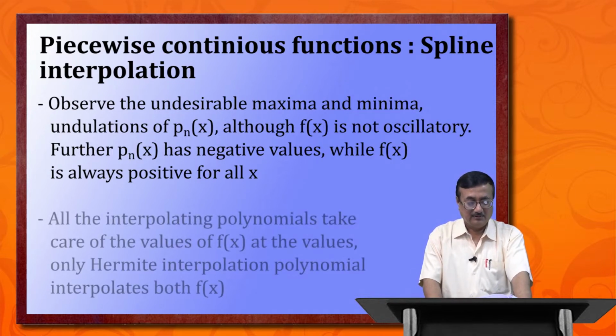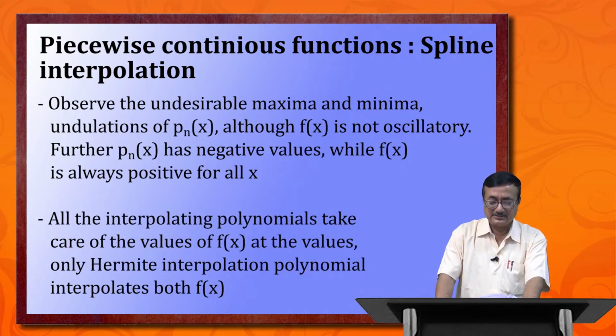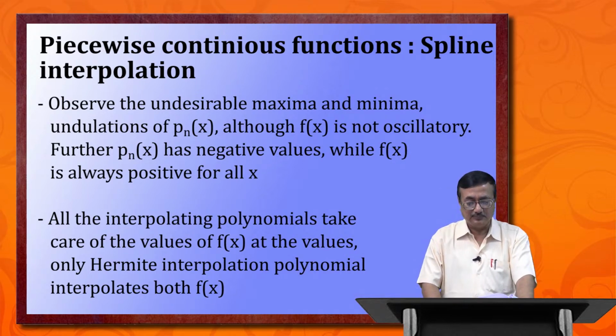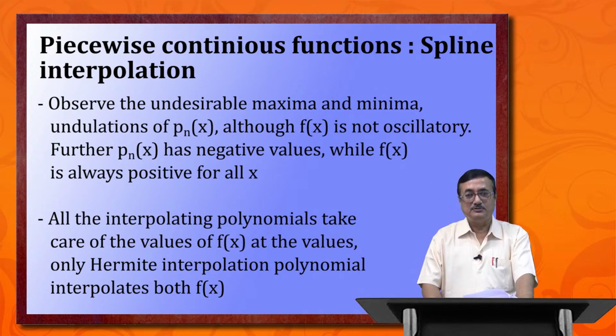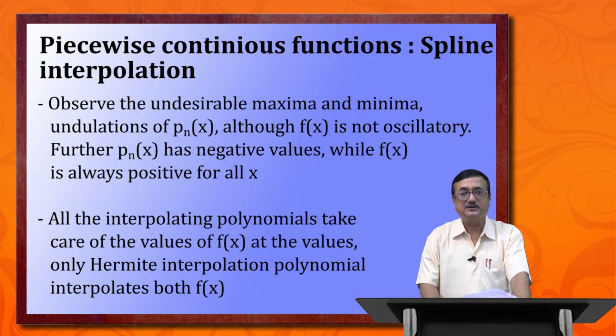figure. All the interpolating polynomials take care of the values of fx at the nodes, and the Hermite polynomial takes care of the fx and the slope of the function at the nodal point. But what about the curvature of the curve y is equal to fx? Curvature is associated with the second order derivative of y with respect to x, that is d2y/dx2. There is no formula which also interpolates the second order derivative at the interpolating points.